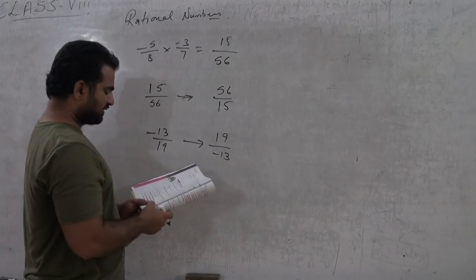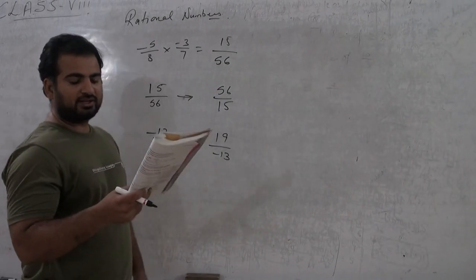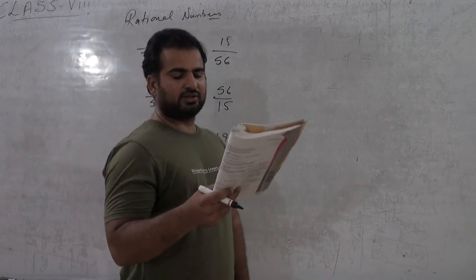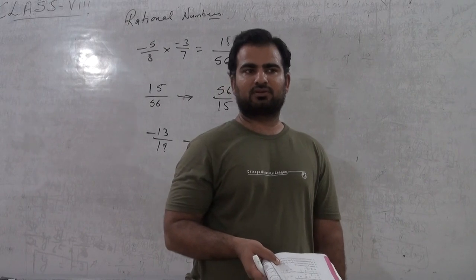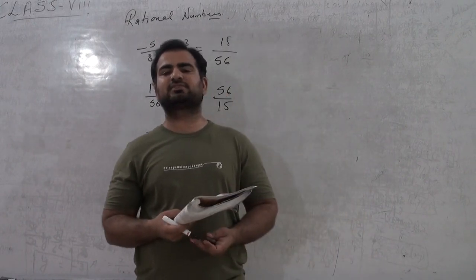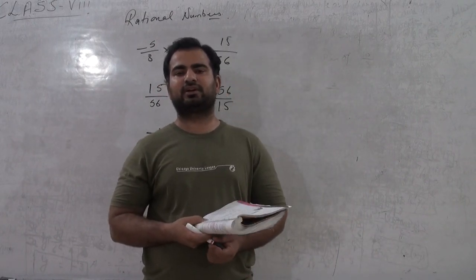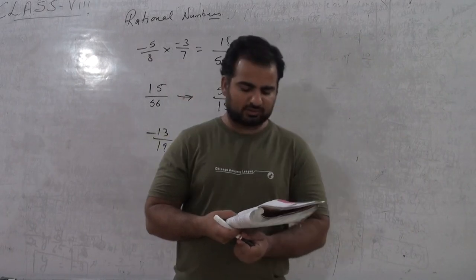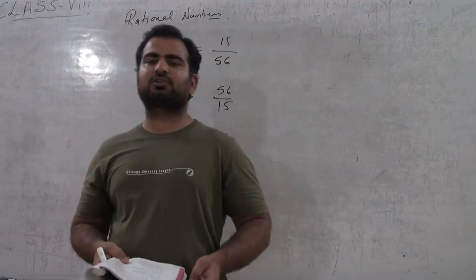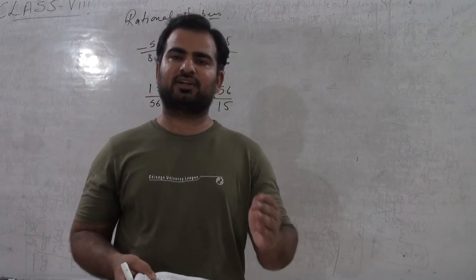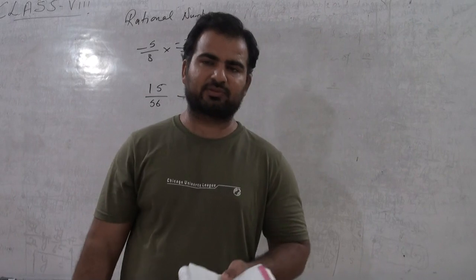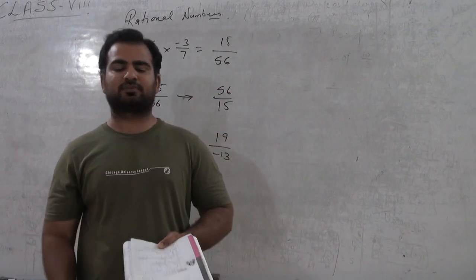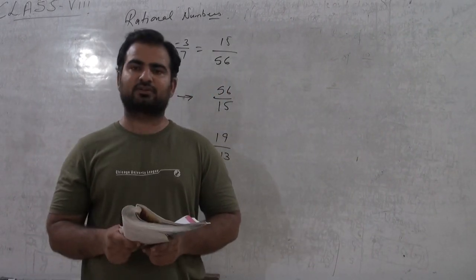Name the property under multiplication in each of the following. Okay. So minus 4 by 5 multiplied by 1. Okay. So this is known as multiplicative identity. Multiplicative identity means by what number it should be multiplied so that it remains the same. So it is plus 1.